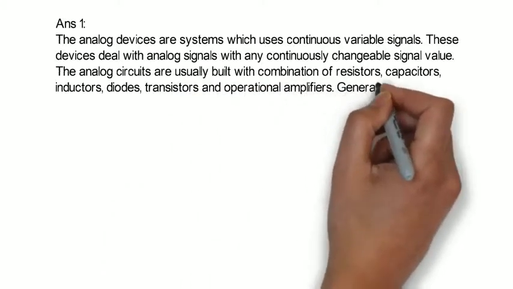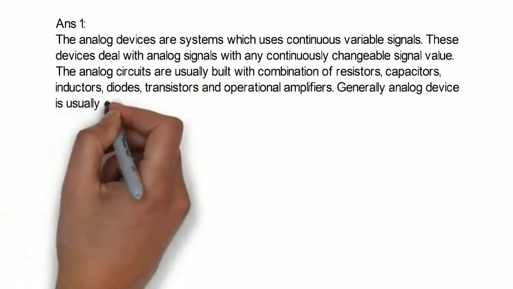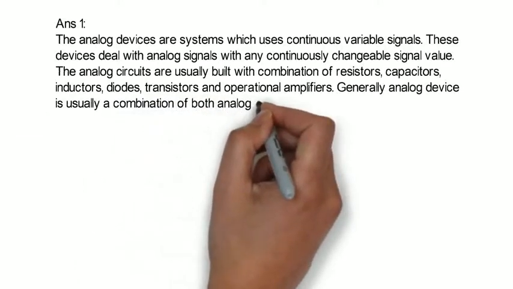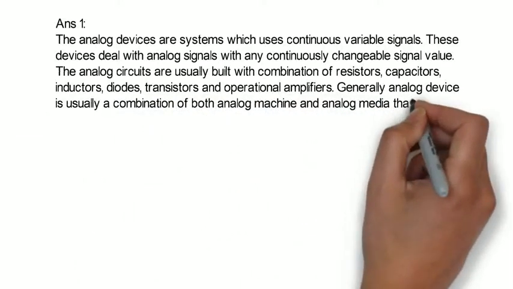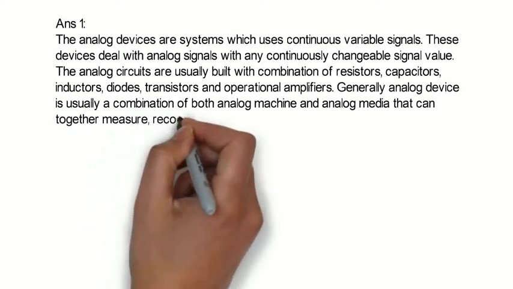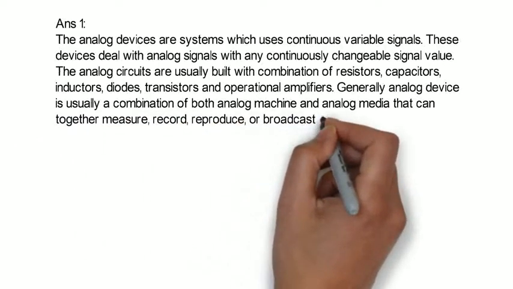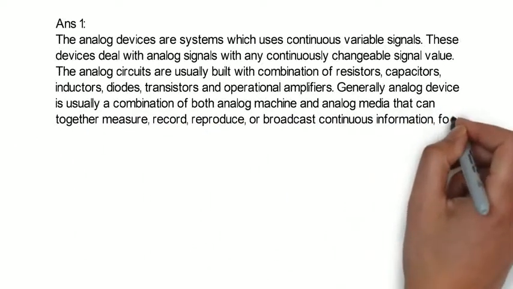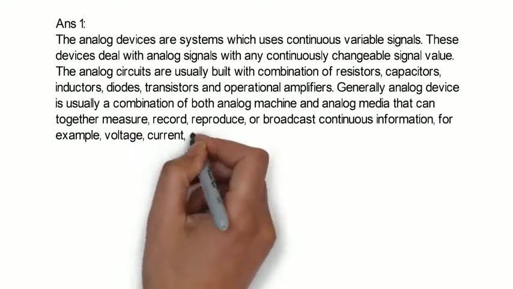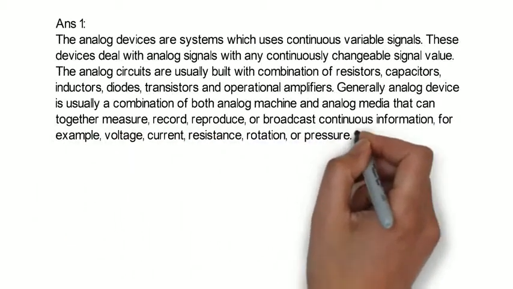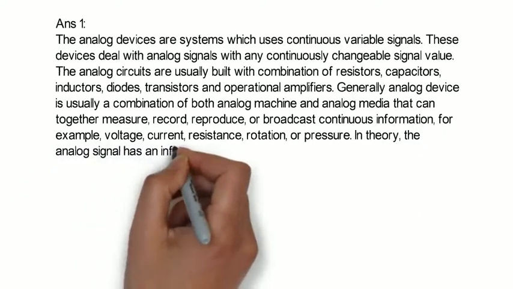Generally, an analog device is usually a combination of both analog machine and analog media that can together measure, record, reproduce, or broadcast continuous information. For example, voltage, current, resistance, rotation, or pressure. In theory, the analog signals have an infinite number of possible values.